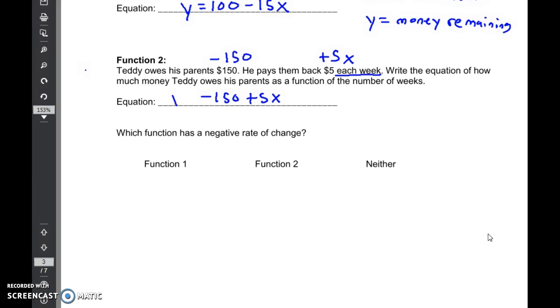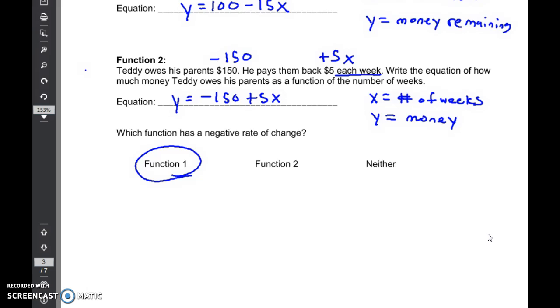It's not an equation until I write y equals. Make sure you write y equals. And in this case, x is the number of weeks, and y is the money. And since it's a negative, you could say the money he has, or you could say the money he owes. However you want to see that. Which has a negative rate of change. Function 1 has a negative rate of change. So that was a little tough. If you're having trouble with those, come in and get some extra examples. I can help you with that. Go ahead and pause if you need to. I'm going to move on.